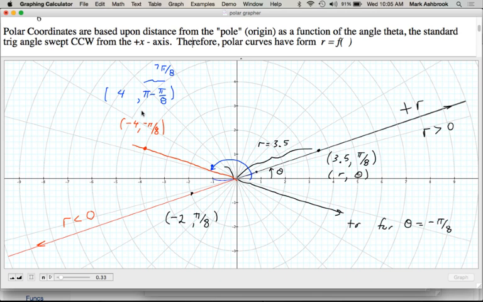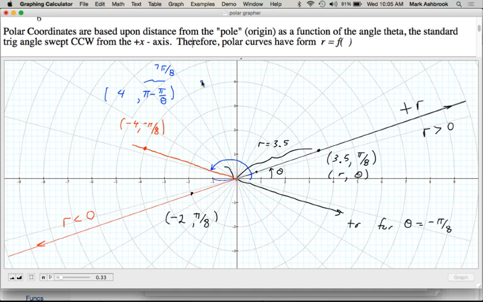So add or subtract 2 pi to 7 pi over 8 as many times as you want with positive 4. Add or subtract 2 pi as many times as you want to negative pi over 8, and then use negative 4. So there's an infinite number of ways. Unlike rectangular coordinates, given a point in the plane, there's an infinite number of ways to express it. Okay?